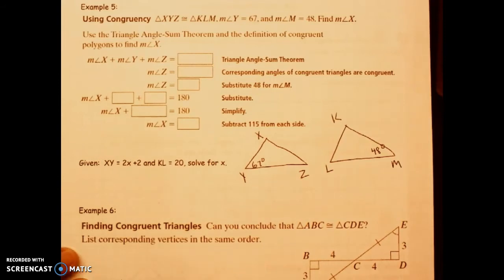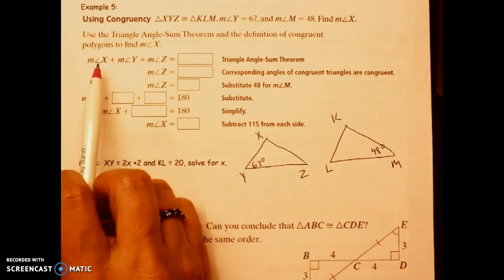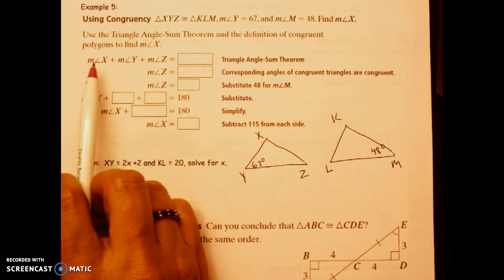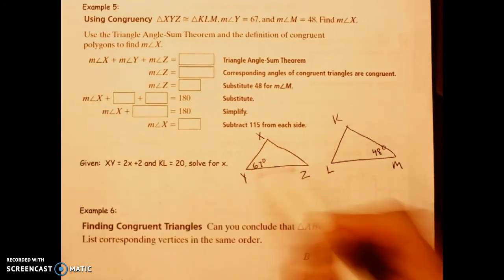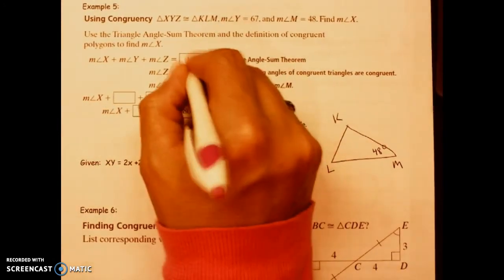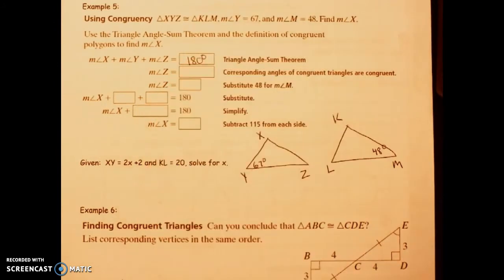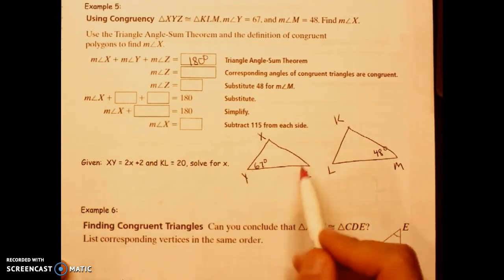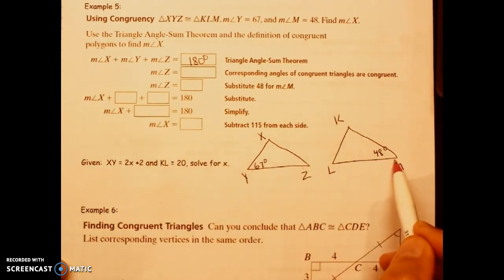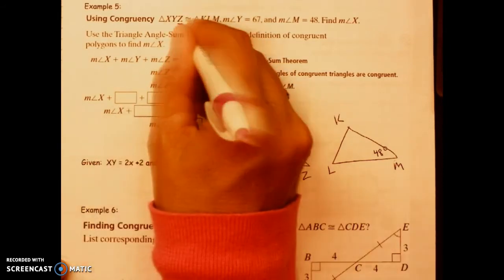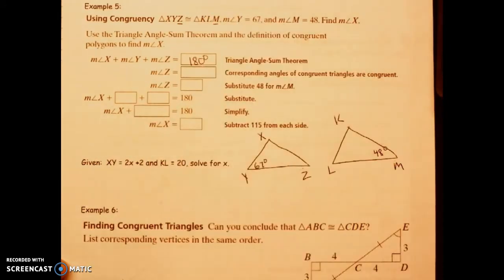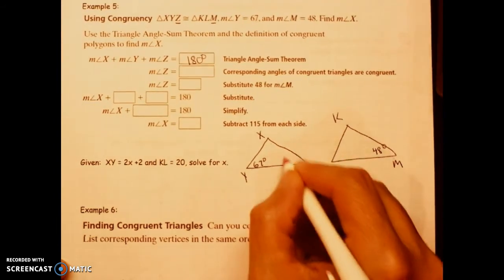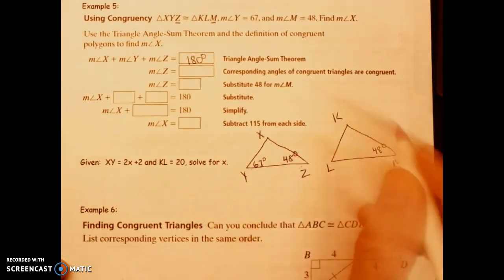The first thing they want you to be thinking about is the triangle sum theorem, which says the measures of angles X, Y, and Z have to equal 180 degrees. It says the measure of angle Z is equal to blank. Well, the measure of angle Z corresponds with angle M. Again, go back and take a look at that congruent statement. Here is Z and here is M. They're in the same location, so they have the same measure. So that means this angle is equal to 48 degrees.